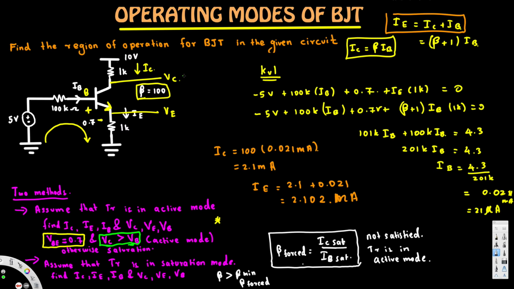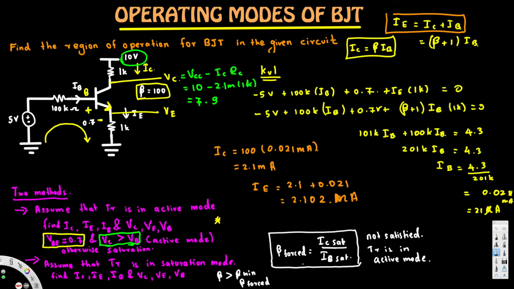Now in order to find VC, we have to know VCC, that is this one, minus IC times RC. Let's calculate. We have 10 voltage minus IC, we calculated that one to be 2.1 milli times RC is 1K. So milli K cancels each other. 10 minus 2.1, that's going to give us 7.9. Okay, so this is 7.9.